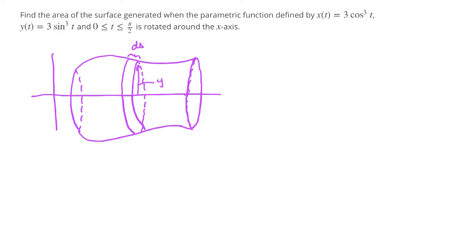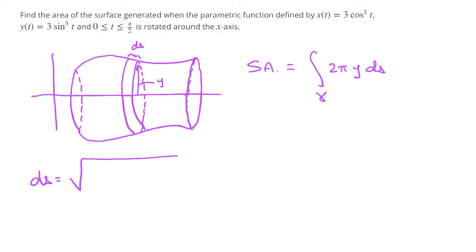And so the surface area is going to have a formula of the integral over the curve gamma of 2 times pi times y. So this gives us the circumference, and then times the width of our strip, ds, being the arc length element. So for the arc length, we remember that it has a formula of the square root of the square of dx dt plus the square of dy dt, dt.